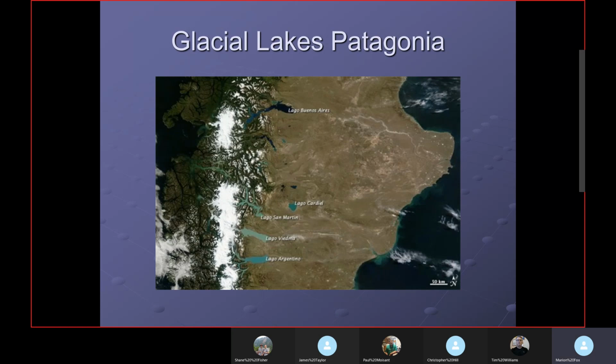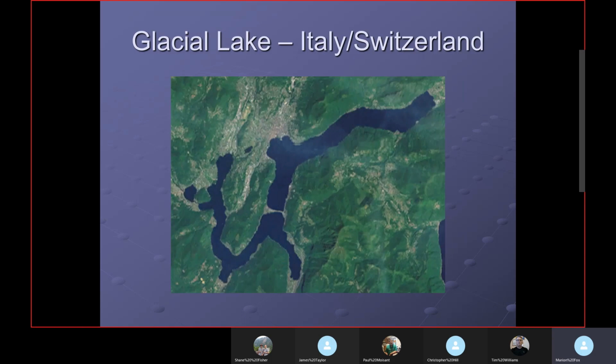Now, glacial lakes in Patagonia. Patagonia is in South America. Here's Buenos Aires, and so Lago Buenos Aires. This is Argentina down here, and probably Chile over to the left side. We call it Chile. I think Chile is how they pronounce it, however. But there are lakes there, and there were glacial lakes in Patagonia. In Italy and Switzerland, there's a glacial lake, and I believe it still exists. It hasn't breached out of the Alps, out of the mountains.